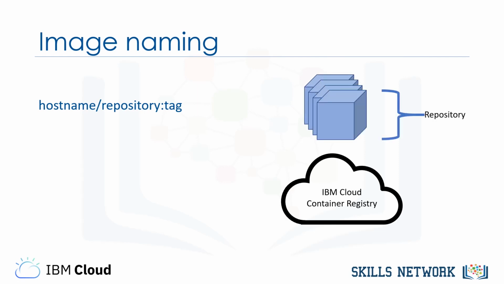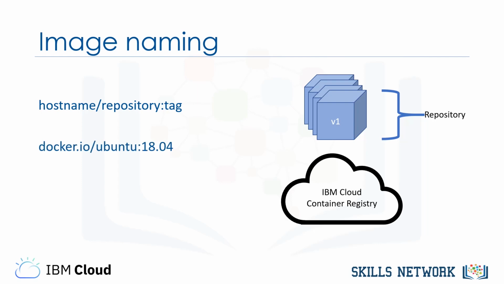Next is the repository. A repository is a group of related container images. Usually, these will be different versions of the same application or service, so the name of the application or service makes a good repository name. Finally, we have the tag. The tag provides information about a specific version or variant of an image. The tag is often a version number, or it could indicate some other characteristic of the image, such as the operating system on which it was built.